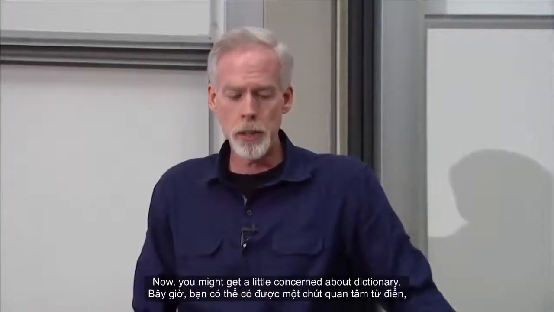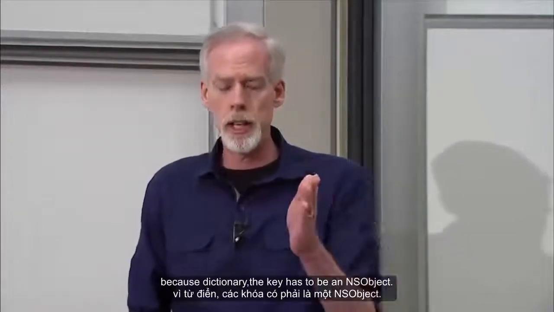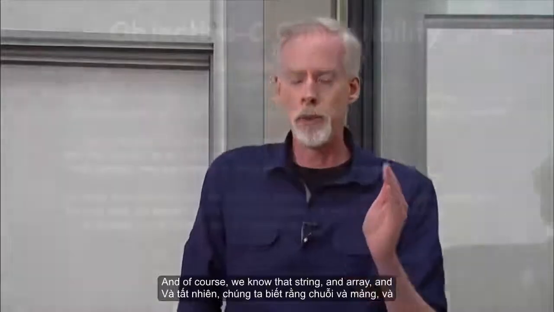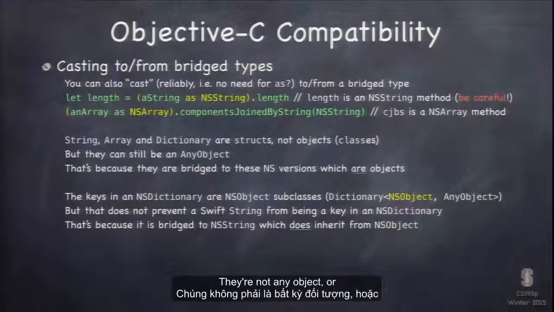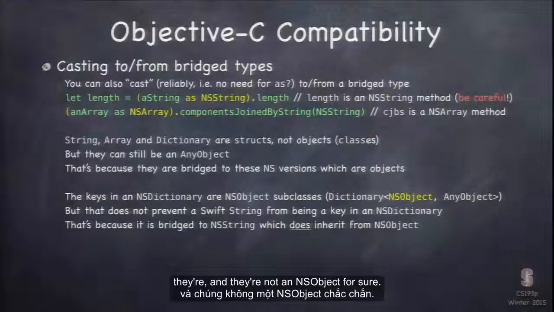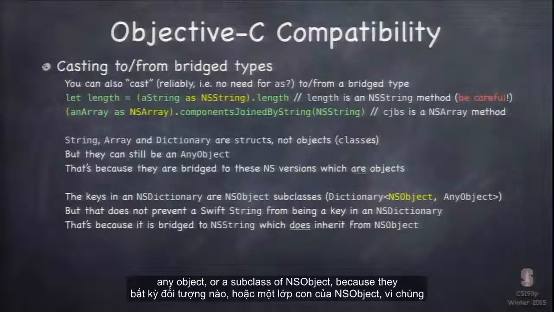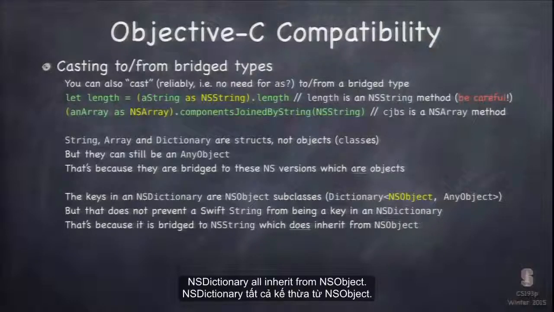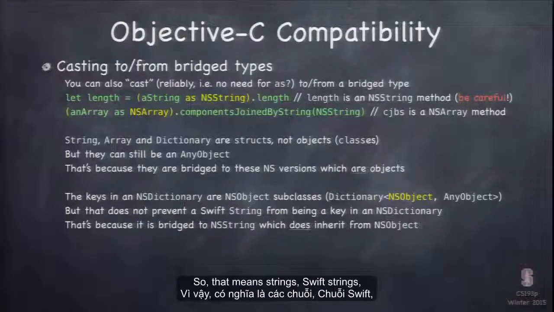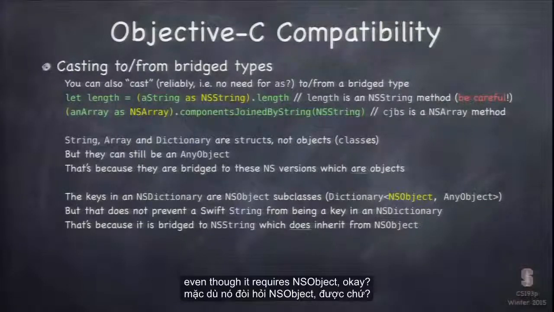Now, you might get a little concerned about dictionary, because in an NSDictionary the key has to be an NSObject. And of course, we know that String and Array and Dictionary in Swift are not even objects. They're not AnyObject, or they're not an NSObject for sure. But you can still pass them anywhere you want to pass an AnyObject or a subclass of NSObject, because they are bridged to classes that inherit from NSObject, because NSString, NSArray, and NSDictionary all inherit from NSObject. So that means Swift Strings can be the keys in an NSDictionary, even though it requires NSObject, okay?